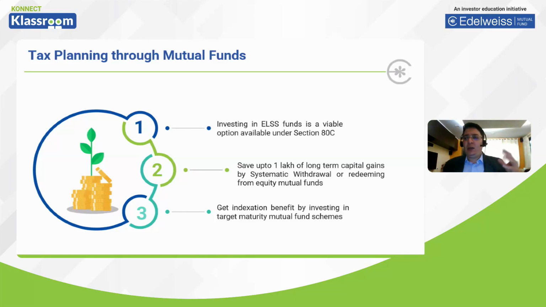The first one is the very popular equity linked savings schemes, more commonly known as ELSS funds. These are available through mutual funds, and any individual can opt to invest in ELSS schemes. If you invest in these schemes, they come under the 80C ambit.